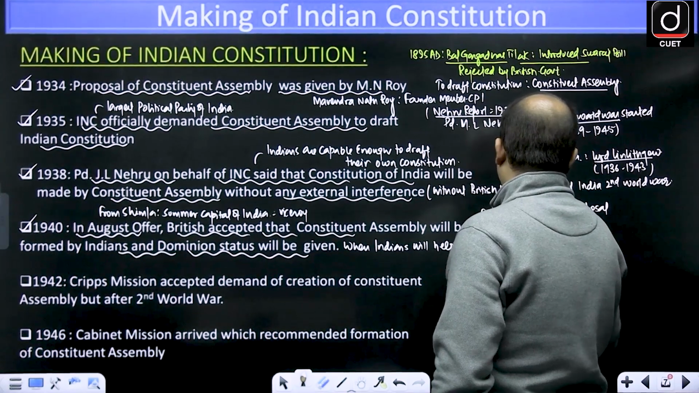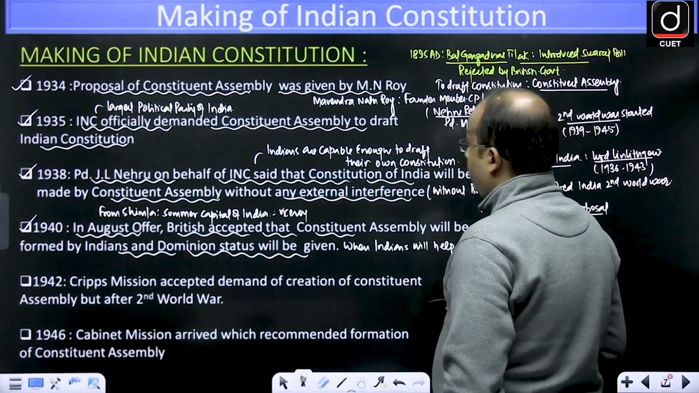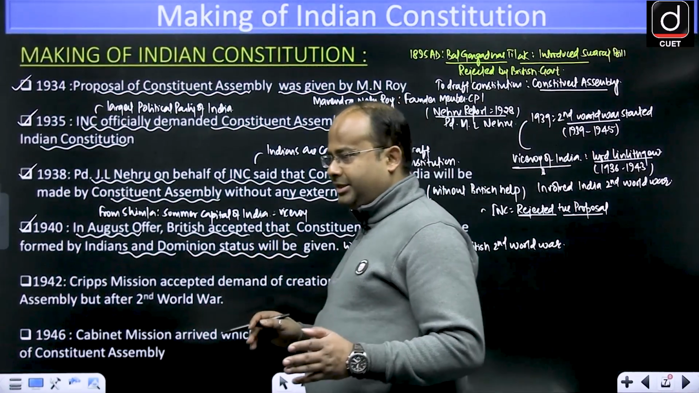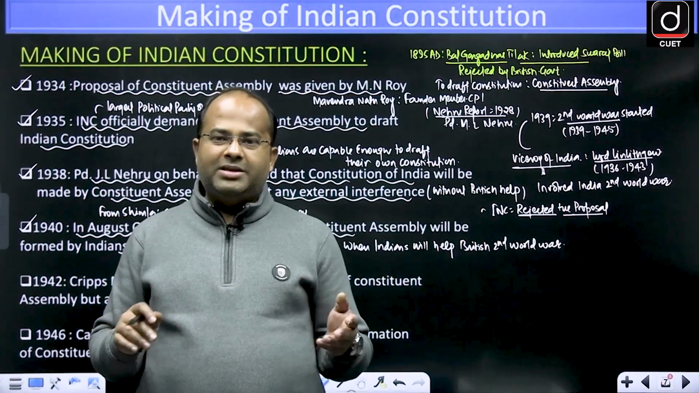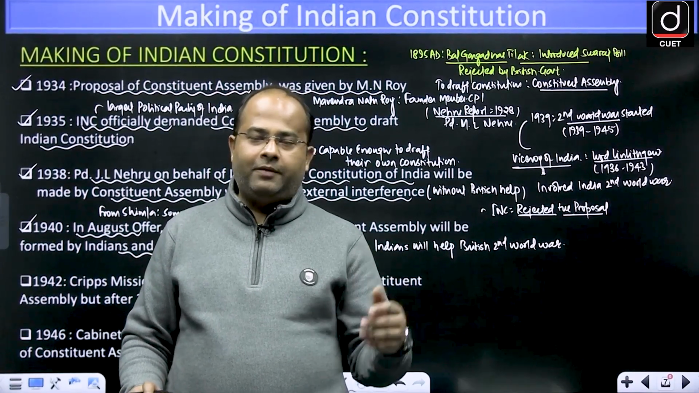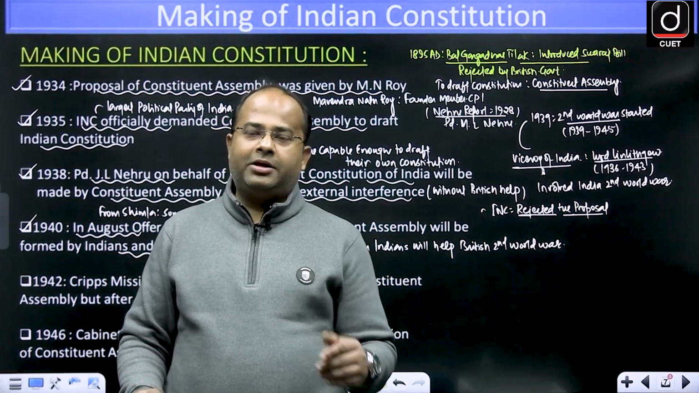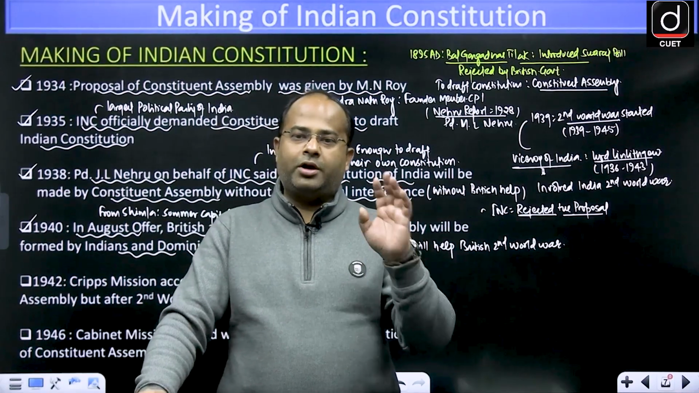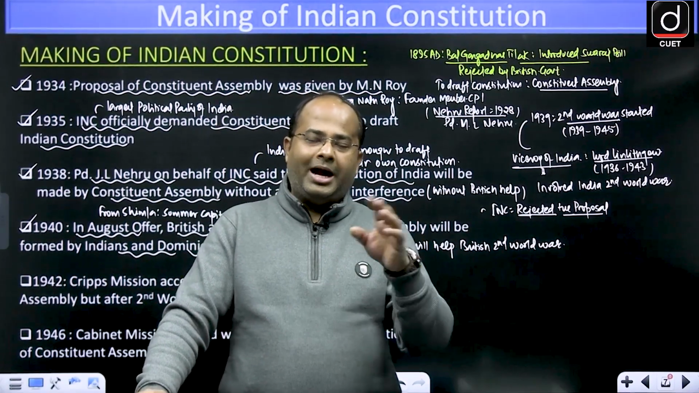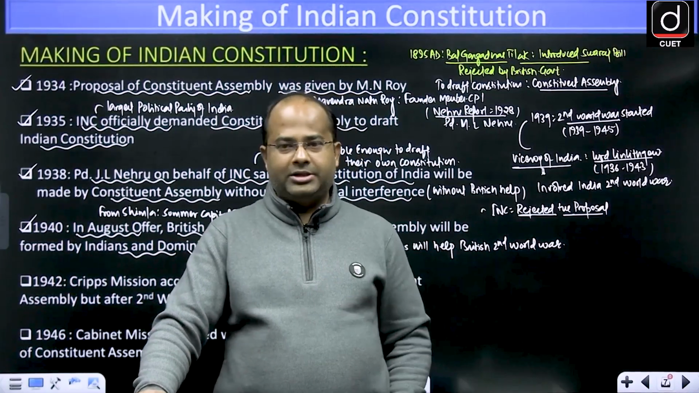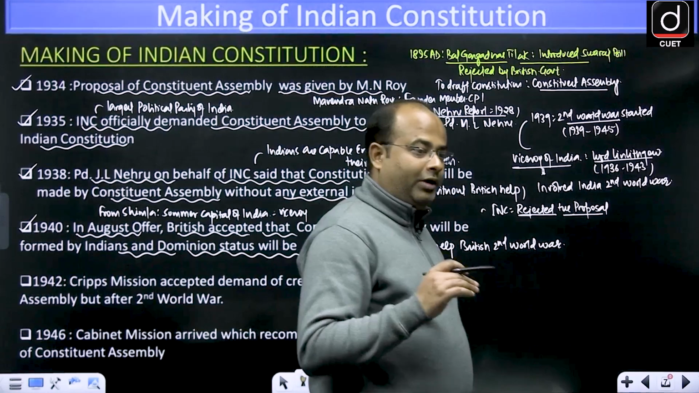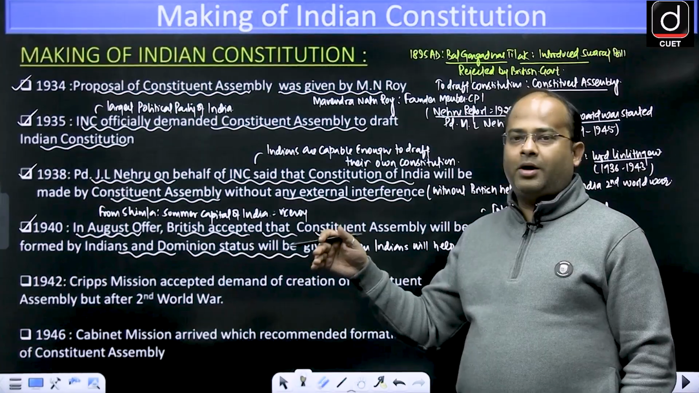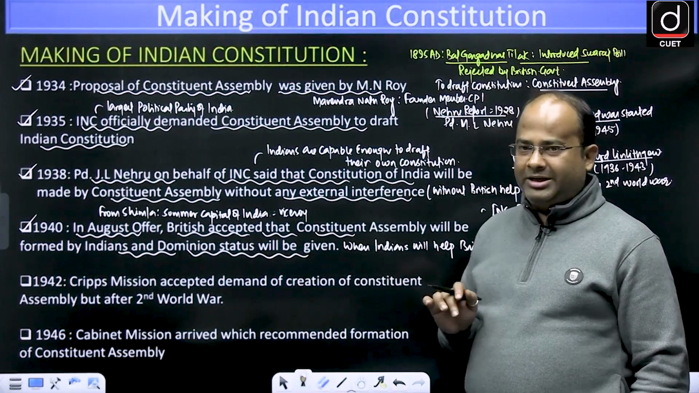INC rejected the proposal. Why did INC reject the proposal? Because the Indian National Congress authorities said that we know that you always betray us. In 1914, when the First World War started, you said that after the First World War we will give dominion status to you people, but once the First World War got over, you forgot your promise and you betrayed us, you did not give us dominion status. So you will do the same thing in the Second World War. Once the World War is over, you will forget your promise and you will not give us dominion status.